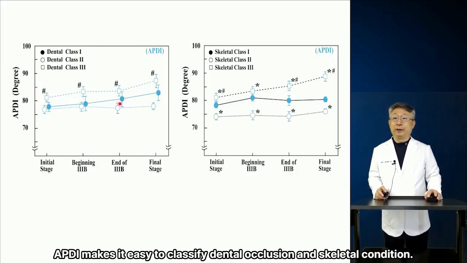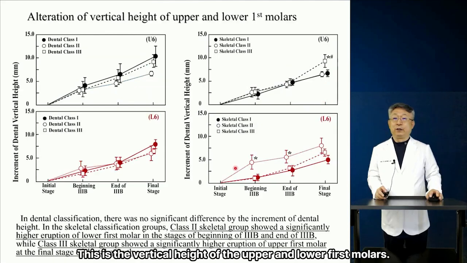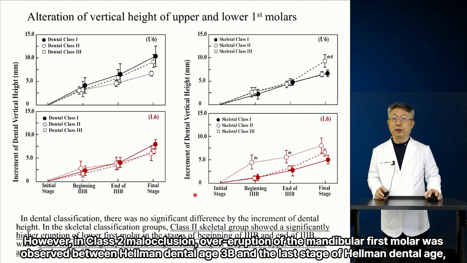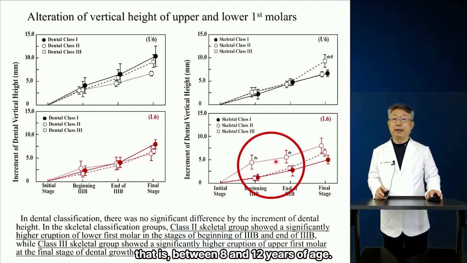A PDI makes it easy to classify dental occlusion and skeletal condition. This is the vertical height of the upper and lower first molars. There was no significant difference in the classification of dental occlusion. However, in class 2 malocclusion, overeruption of the mandibular first molar was observed between Hellman dental age 3 and the last stage of Hellman dental age. That is, between 8 and 12 years of age.